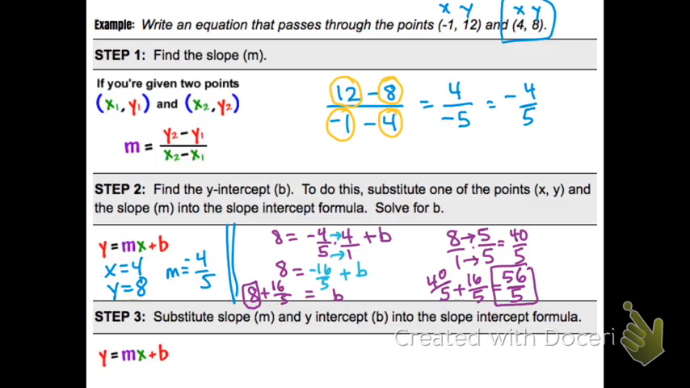So finally, I do have my slope. My slope is negative 4/5, and my y-intercept is 56/5. So I just substitute those into the equation. Y equals mx plus b. So y equals negative 4/5 x plus 56/5. And there you go.